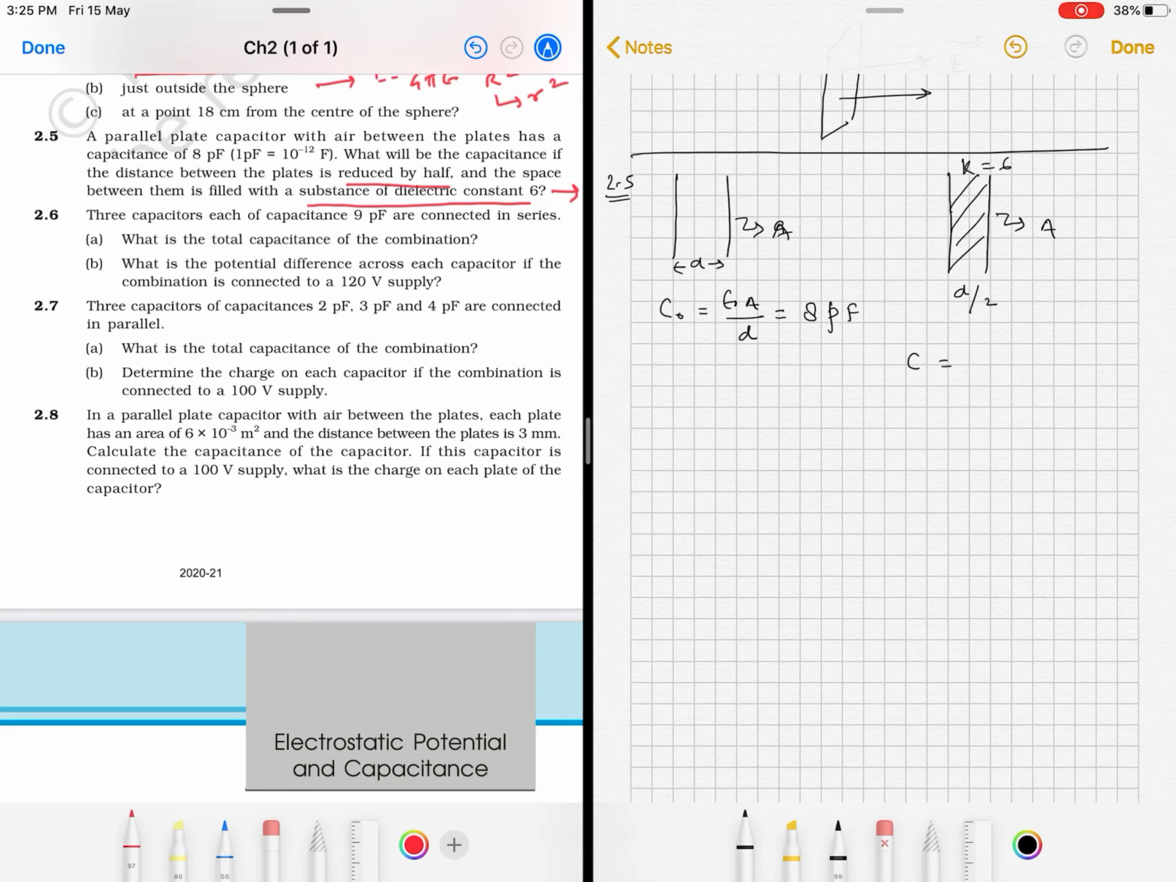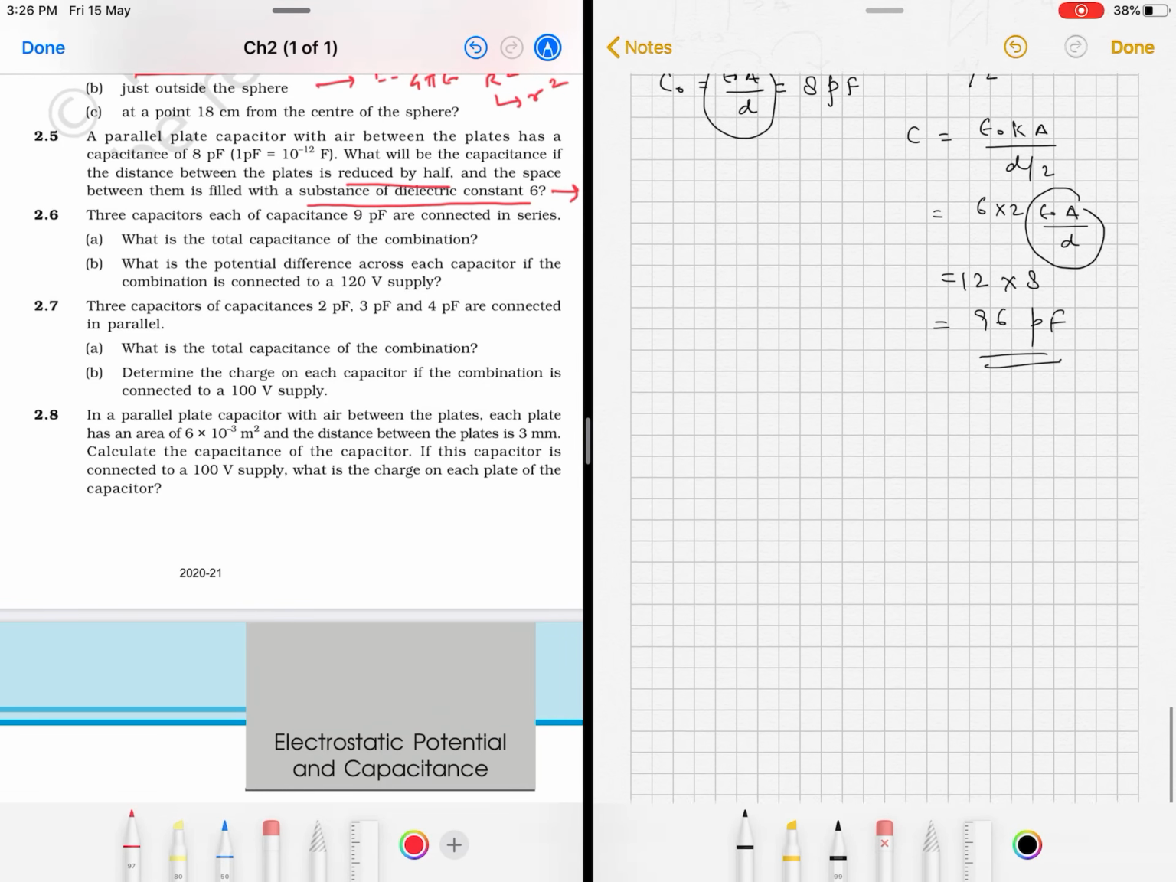So in this case the capacitance is epsilon naught K A by D, where D is D by 2. K is here 6 and this 2 will come to the numerator, so epsilon naught A by D becomes 12 times epsilon naught A by D, and epsilon naught A by D is 8 picofarad. So 12 into 8 is 96 picofarad. This is the answer of this question.